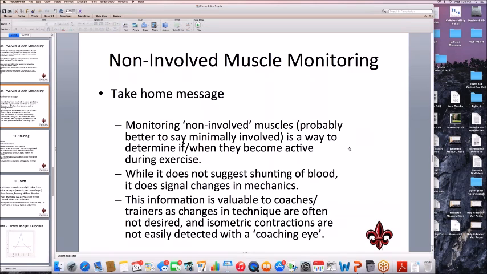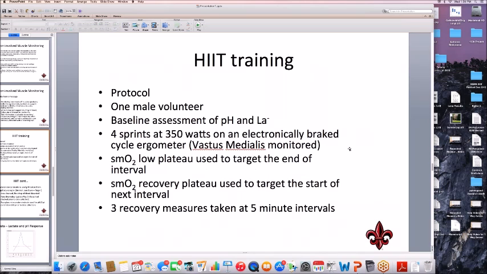The last thing I want to talk about is our more recent little pilot project on HIIT training. Here we have one male volunteer again, and this was 4 sprints at 350 watts on an electrically braked cycle ergometer. Again, we're monitoring vastus medialis.